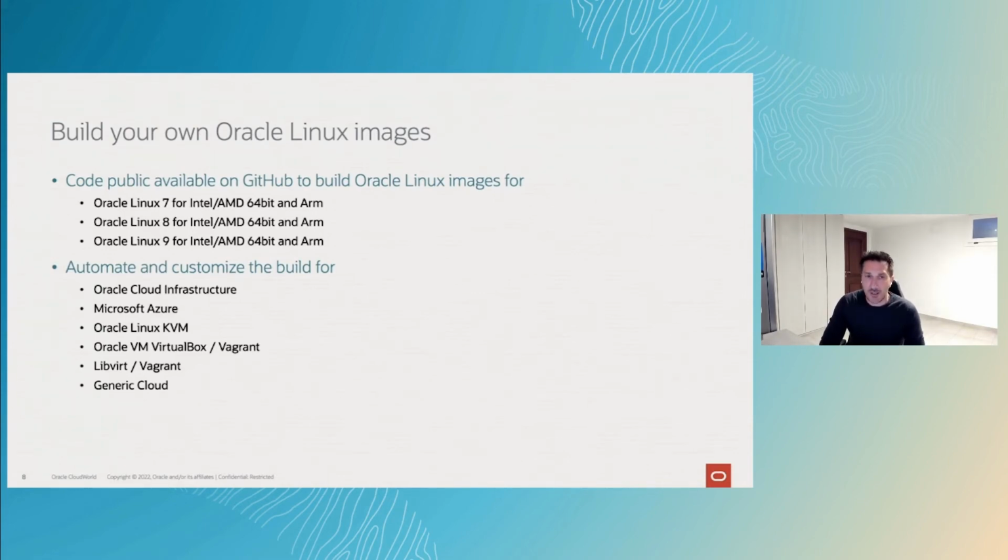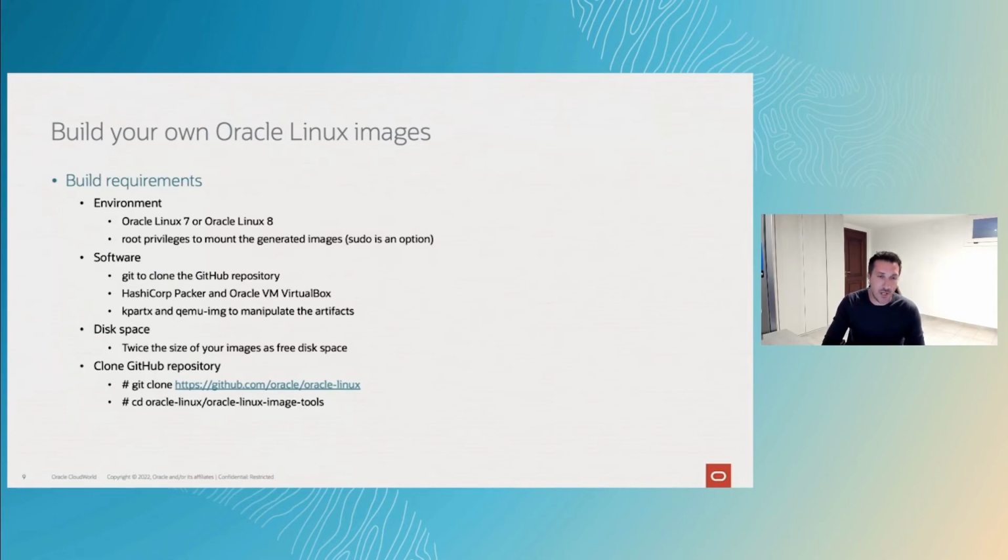So today, publicly available on GitHub, we have code that will give you the opportunity to build custom Oracle Linux images for Oracle Linux 7, 8, and 9 for both x86 as well as ARM platforms. This kind of automation and code that we are sharing with you will give you the opportunity to build Oracle Linux images for Oracle Cloud Infrastructure, Microsoft Azure, Oracle Linux KVM, Oracle VM VirtualBox for Vagrant or libvirt for Vagrant, as well as generic cloud, right? At the end, this code will give you the opportunity to build the image for wherever you want to run Oracle Linux, right? So let's see how it works.